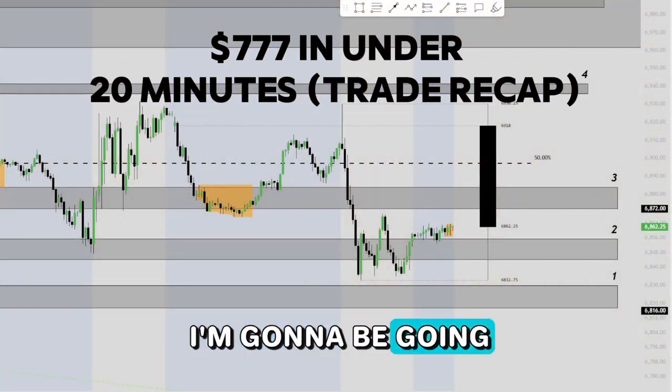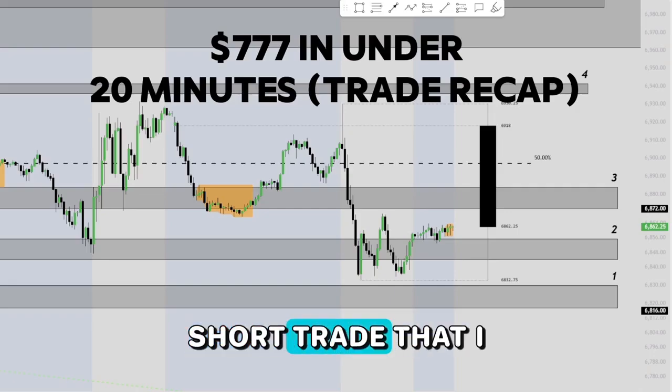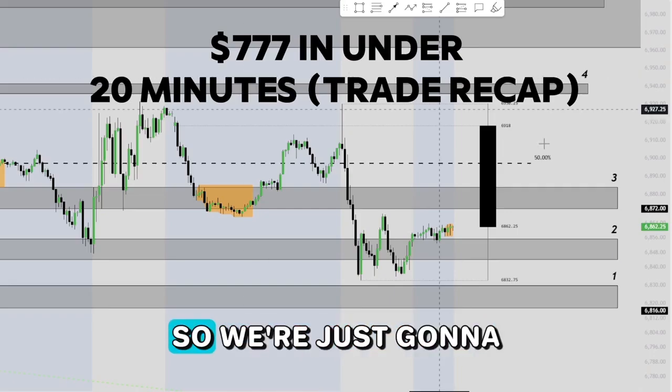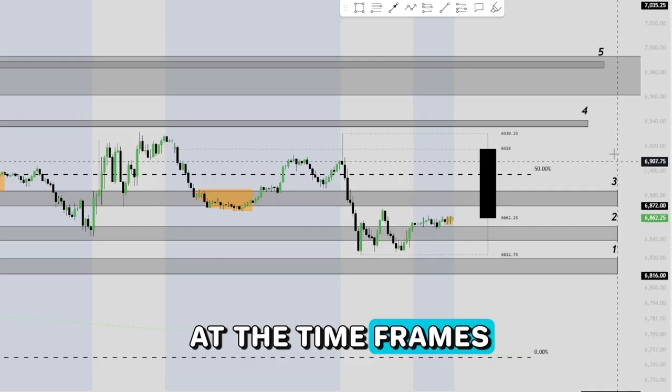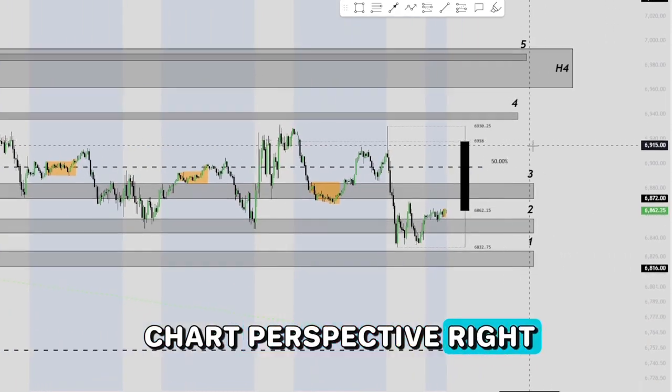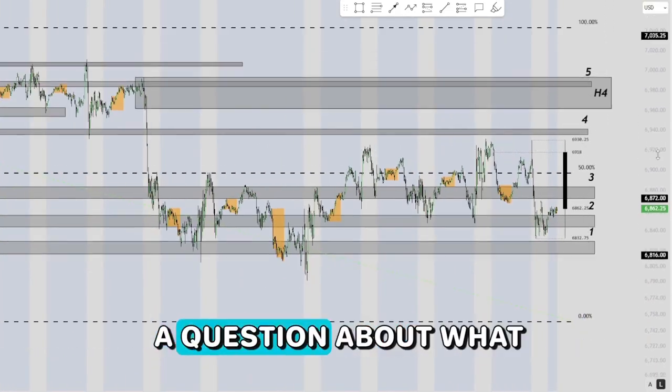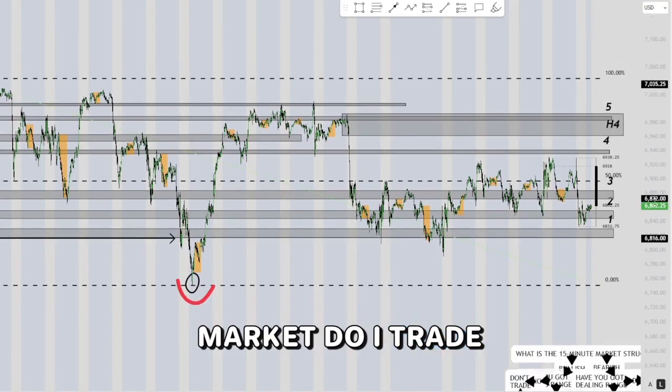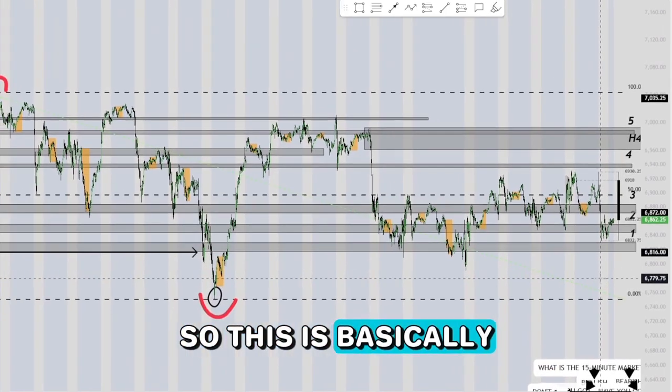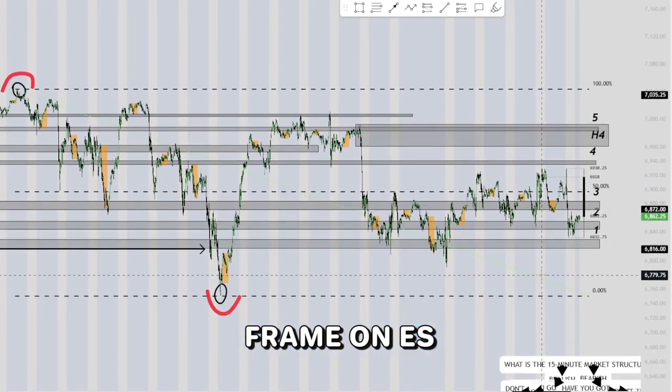So in this video, I'm going to be going over an ES short trade that I took on the 1-minute chart. So we're just going to start off by looking at the time frames from a 15-minute chart perspective, right? So I often get questions about what market do I trade, what session do I trade. So this is basically the 15-minute time frame on ES.